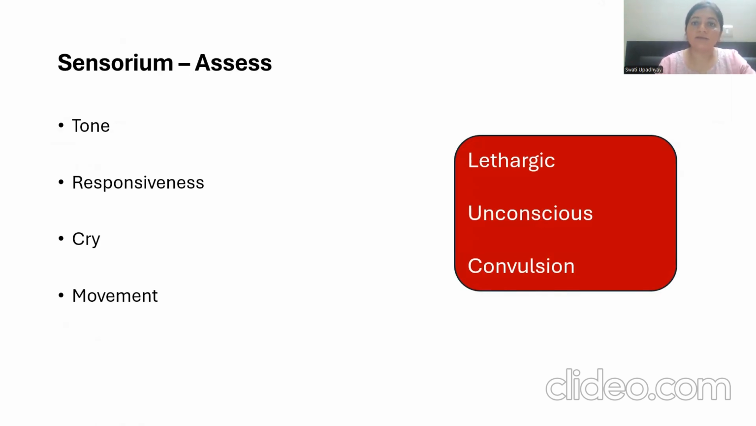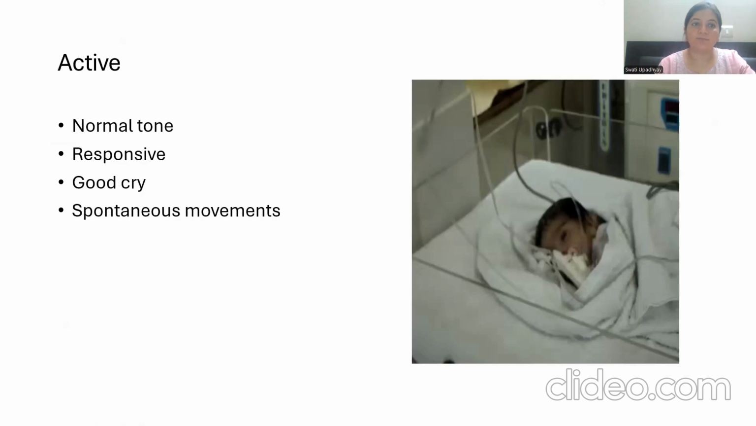Now, how do you assess the sensorium of the baby? You assess the sensorium by checking the tone, by checking whether the baby is responsive to sound, to cry, to touch, to handling. How is the baby's cry and how are the baby's spontaneous movements? A red flag here will be if a baby is lethargic, unconscious, or if the baby is having convulsions.